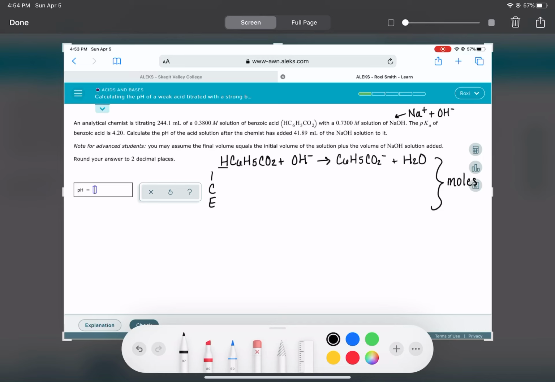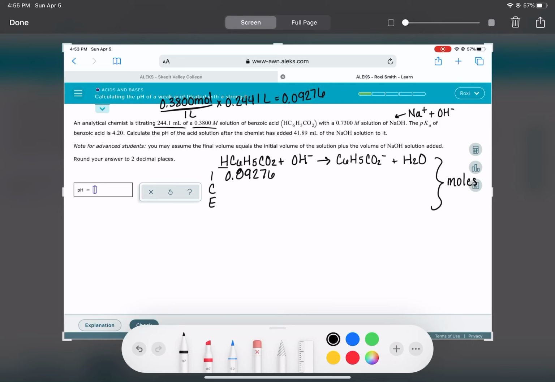So our first job is to figure out how many moles of benzoic acid do we have. We have 0.3800 moles per liter, that's the molarity, times the volume, 0.2441 liters. 0.38 times 0.2441 is 0.09276 moles.